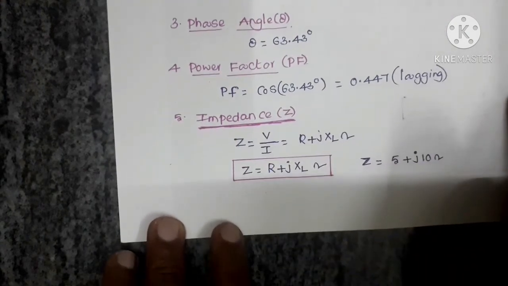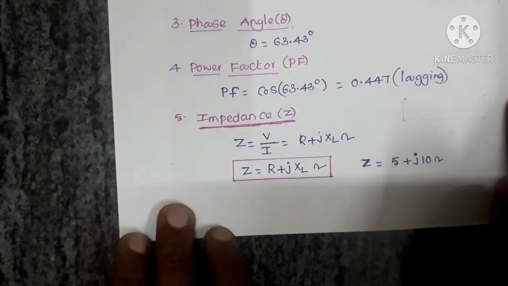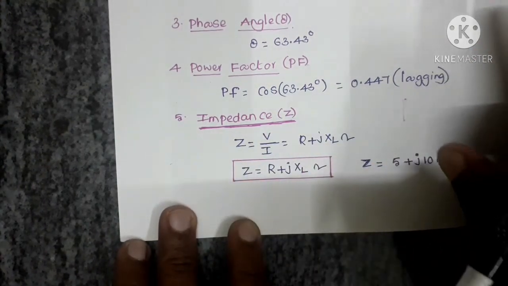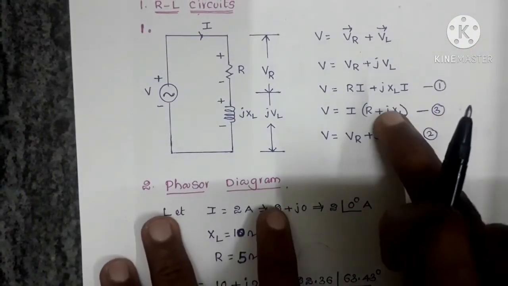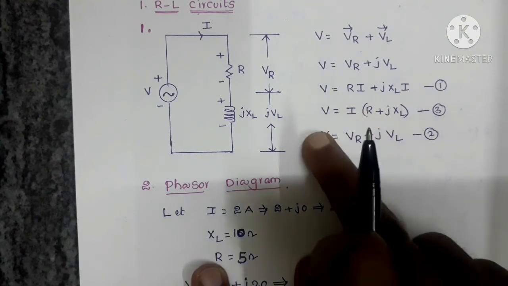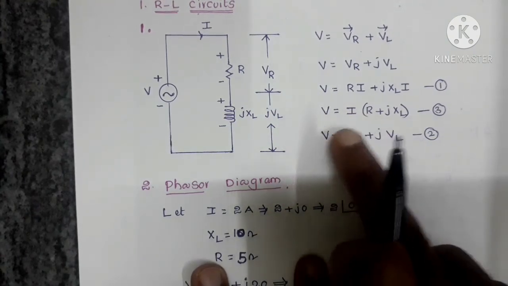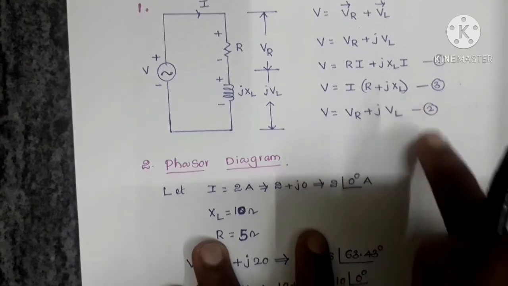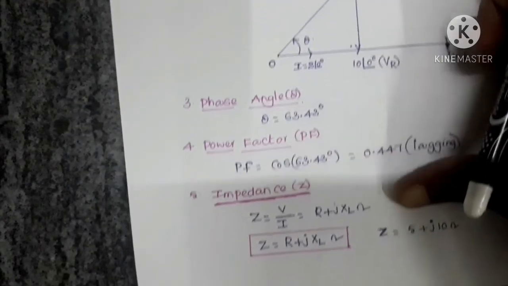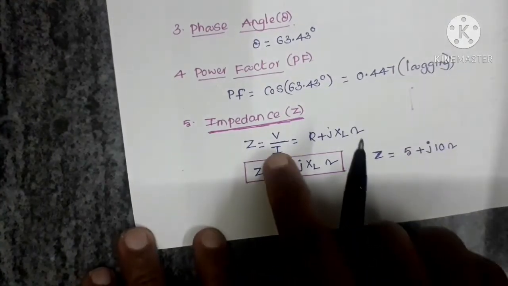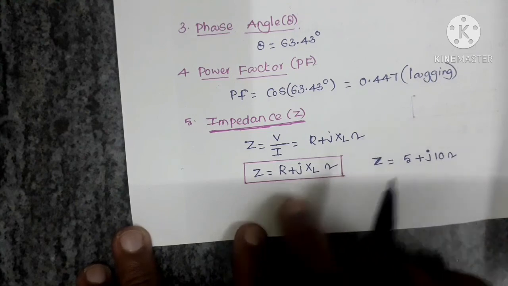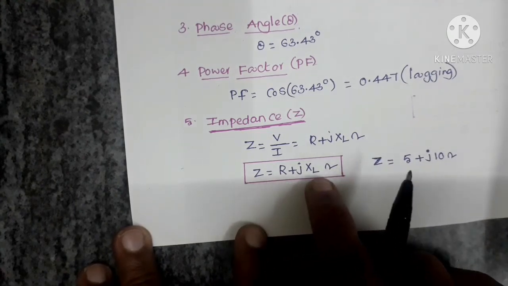Impedance. What is the impedance offered by the RL circuit? Impedance equals the voltage to current ratio. From equation 3, taking I to the left hand side of the equation, you get the voltage to current ratio, which equals R plus jXL. That is the impedance offered by the RL circuit connected in series. So Z equals the voltage to current ratio, which equals R plus jXL ohms.